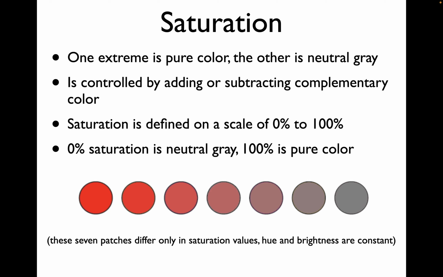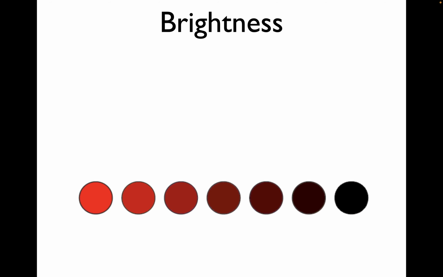So in this case, when you look at these, all of these are the exact same hue. All of these are the exact same brightness. The only thing that's changing here is the saturation. And you can see I start at pure color, that sort of orangey color on the left-hand side, and I go all the way to a neutral gray on the right-hand side.